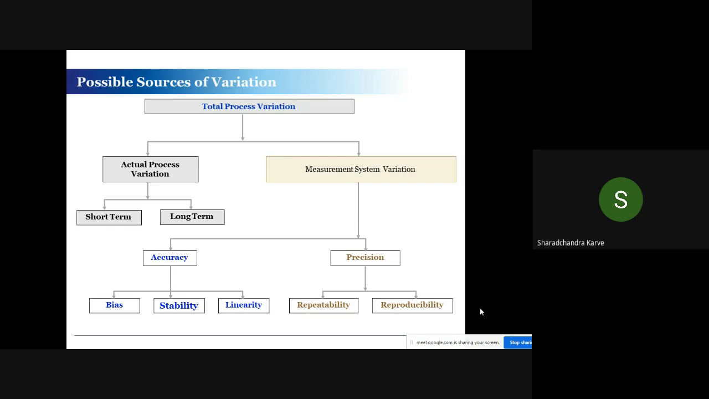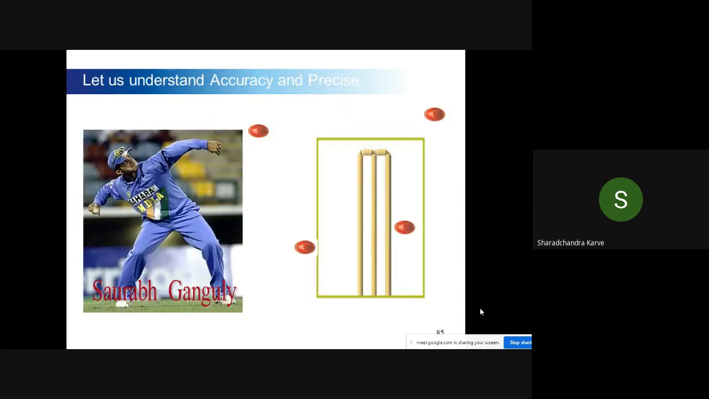So what are accuracy and precision? Accuracy has three elements, that is bias, stability and linearity, and precision has two elements, repeatability and reproducibility. Next slide, Himanshu. Take a simple example of cricket. Probably Saurav Ganguly, who is fielding at deep fine leg and has to throw a ball at the wicket. If he throws a ball four times, you can spot the balls on your screen.